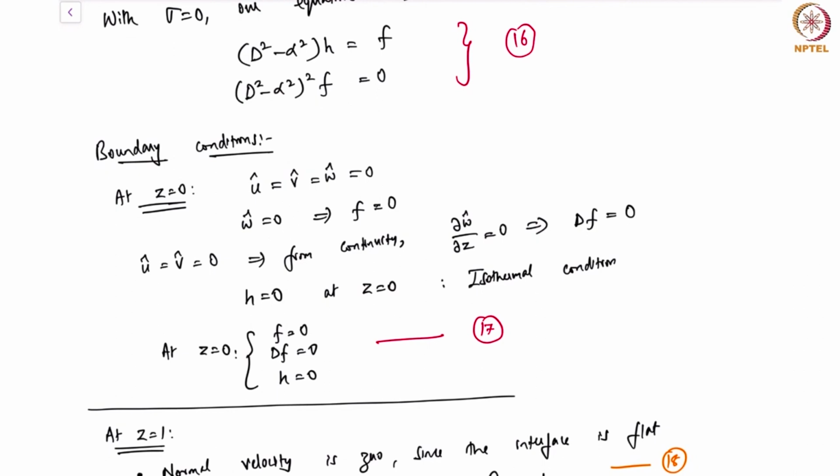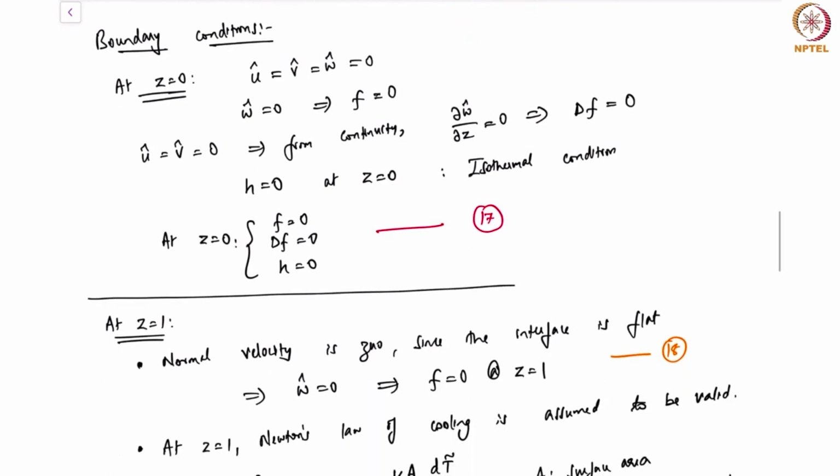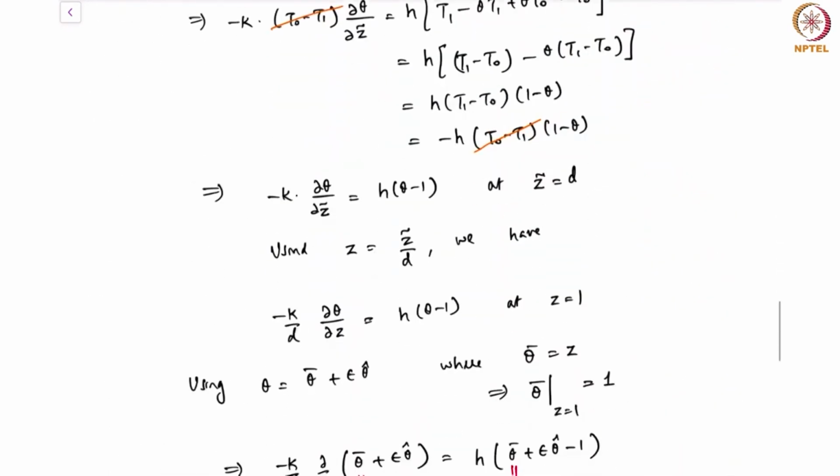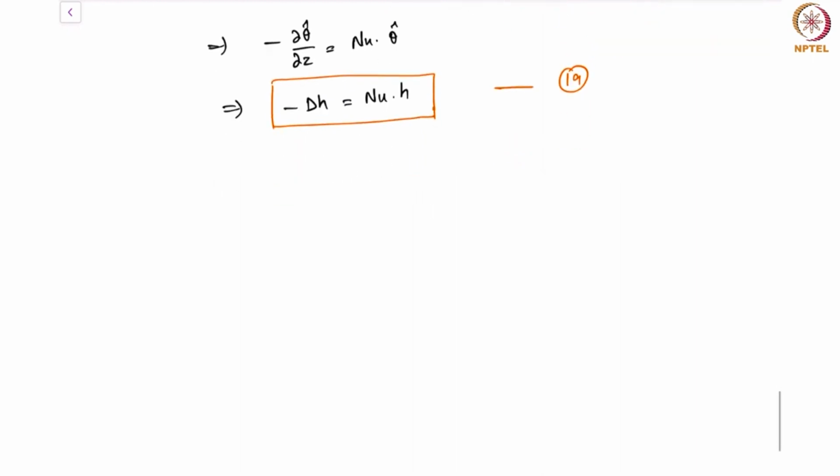So for h we have got two conditions. One is at z is equal to 0, h is equal to 0, and the other condition that we've just derived is equation 19, which relates the derivative of h at the interface to the local value of h at that location. We have to evaluate the condition at the free surface for f. So we will take it up in the next lecture, but I will basically lay out the outline for it.